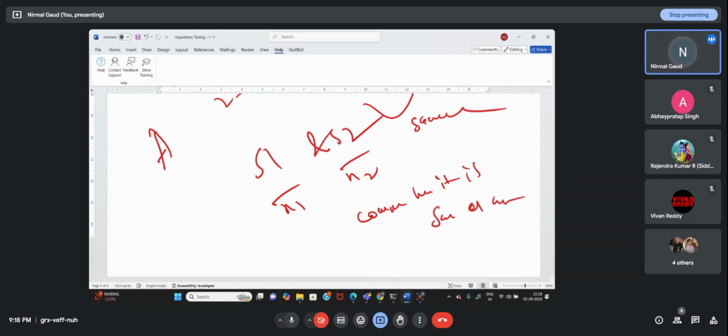That's what you have studied in ANOVA also, and certainly in chi square also. That's what you have studied. You just have to compare the values. You are taking the samples and comparing the values. Okay, fine. That's what you have to do.